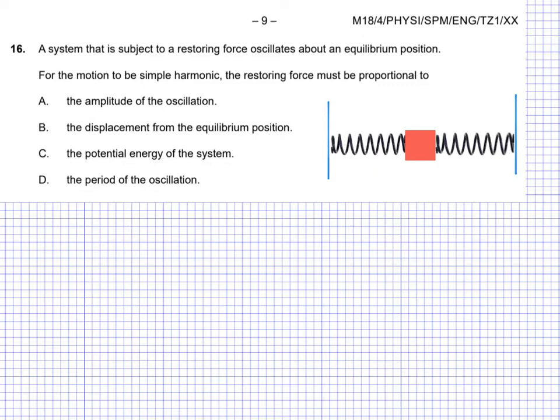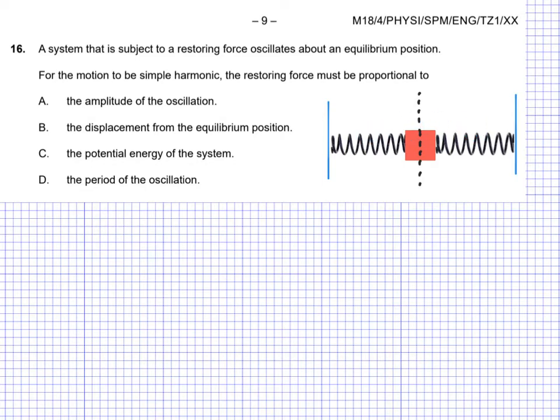A system that is subject to a restoring force is oscillating about an equilibrium position. So I've gone ahead and drawn a little diagram that you should be familiar with. This is just our mass, which is this red box, suspended between two springs that are attached to a wall. We can think about this mass as having an equilibrium position in the middle. So this would be at rest. And then if we stretched it to the left a certain distance and let go, it's obviously going to bounce back. And if this was a perfect ideal system with no friction, this would just keep going forever.